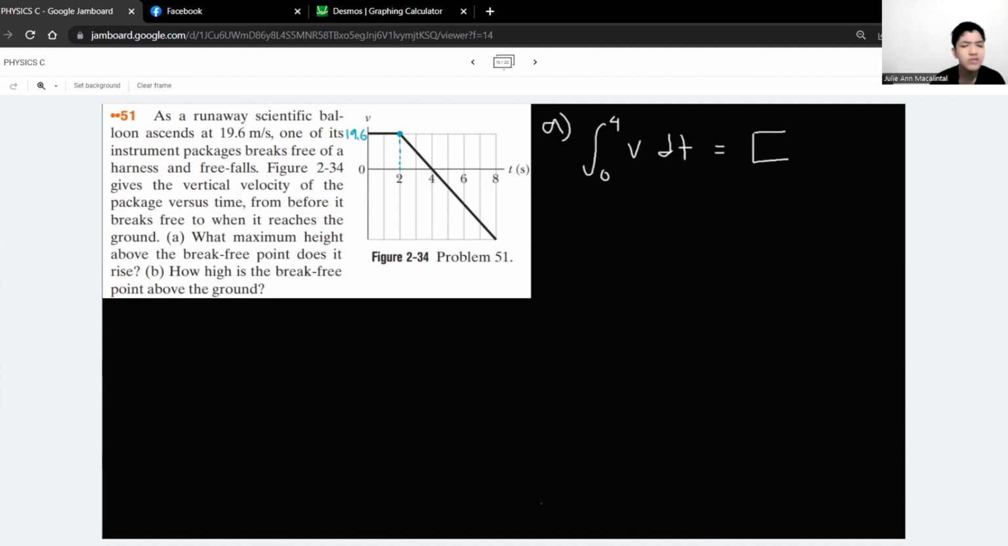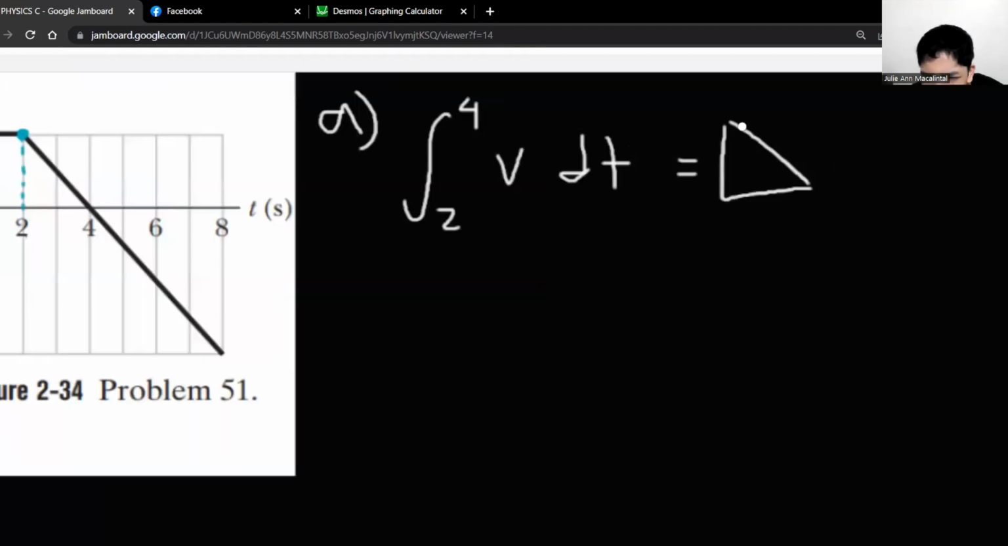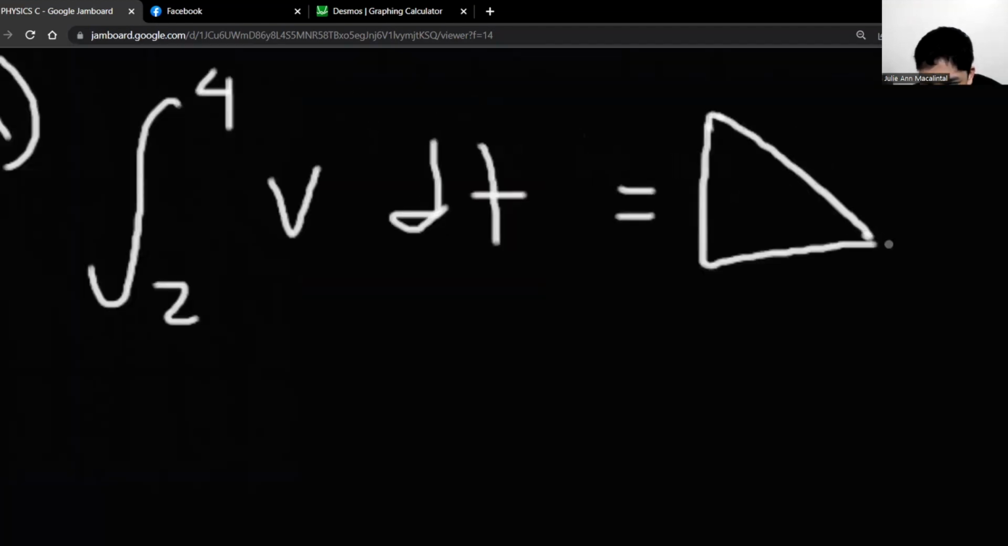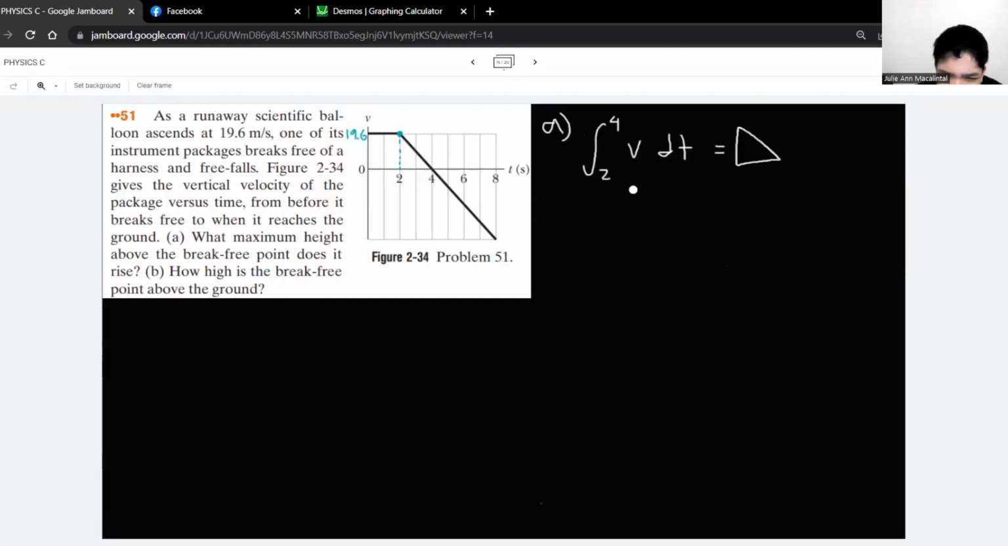Okay. So, what maximum above the break free point? Oh, so actually, hinit nila po actually that is still going up. So it should be this so one. Yung integral should be not 0 to 2 but 2 to 4. $19.6 something.